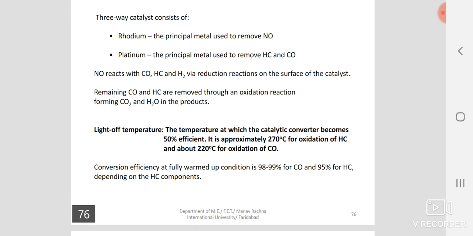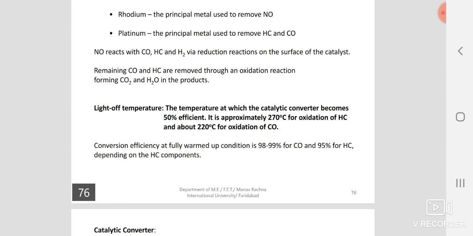Like it's written, CO and HC, meaning carbon monoxide and hydrocarbon, are removed through oxidation reaction, forming carbon dioxide and water in the products. I said already, carbon dioxide is not as bad a pollutant as carbon monoxide. And also, it produces water. So water is good for the environment. So we can convert the dangerous elements like carbon monoxide and hydrocarbon into carbon dioxide and water in our products.